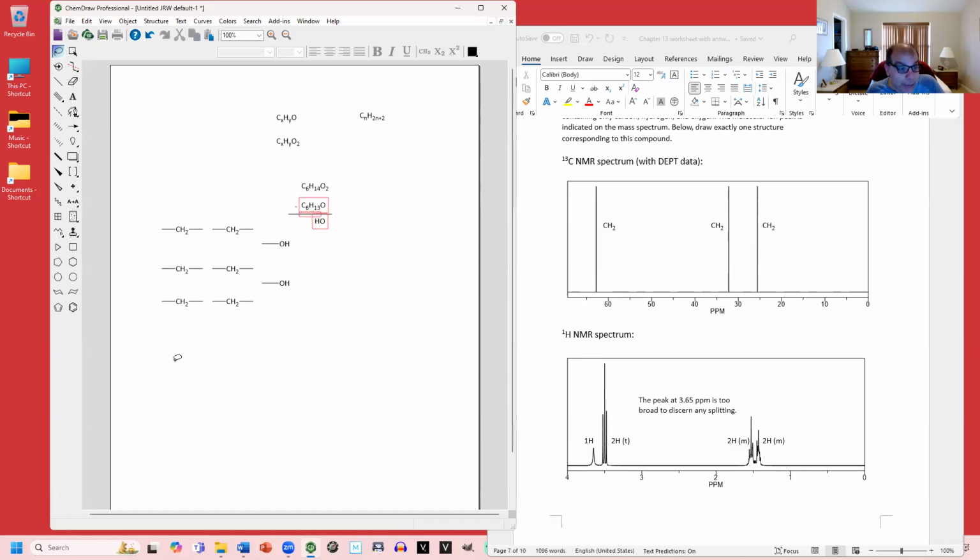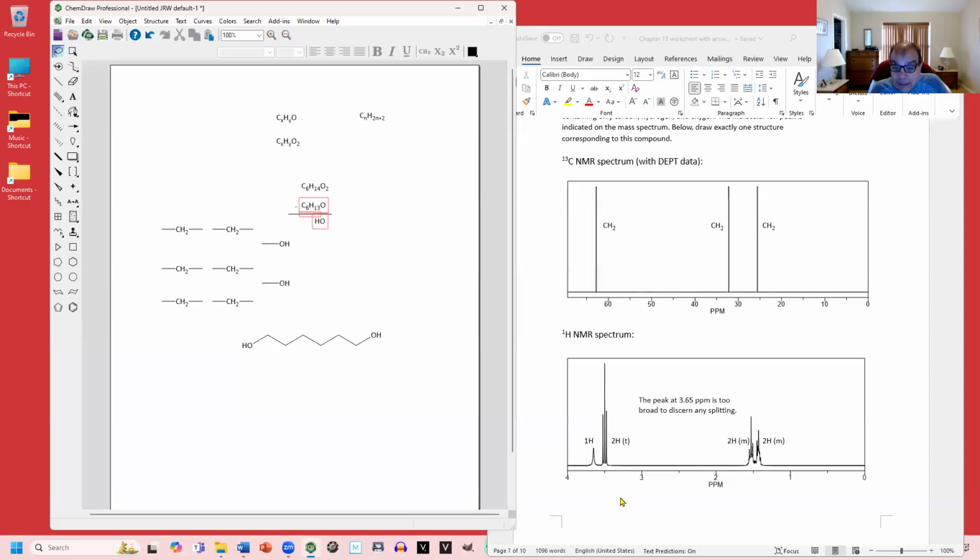So we have 6 CH2s and 2 OHs. I can think of only one way to do that. Just line up all 6 CH2s. The OHs have to go on the end because oxygen can only have 2 bonds. And so you have this structure, 1,6-hexanediol. The question doesn't say to name it, but that is the name. So that, I think, is the most reasonable structure that's consistent with all the data.